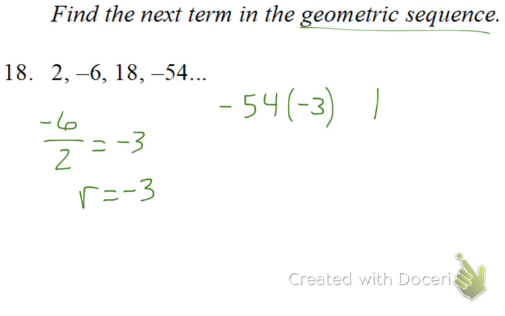So we get positive 162. So next term, positive 162. Notice it's alternating signs. That happens when you have a common ratio that's negative.